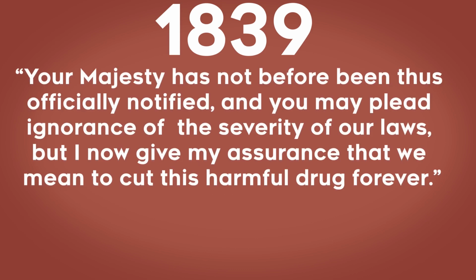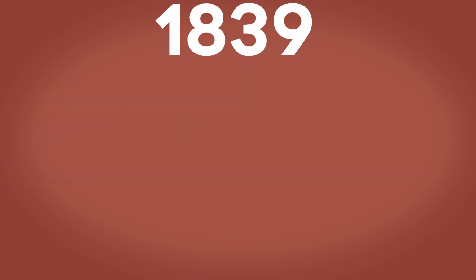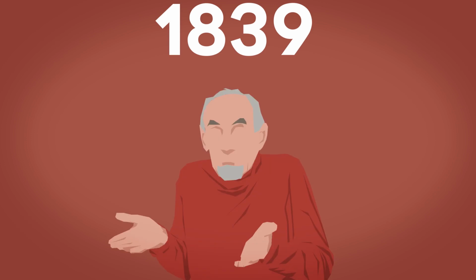Zexu sent an open letter to the young Queen Victoria. Contained within it, he wrote, "Your Majesty has not before been thus officially notified, and you may plead ignorance of the severity of our laws, but I now give my assurance that we mean to cut off this harmful drug forever." This letter didn't reach the Queen. The reason why is not entirely known.